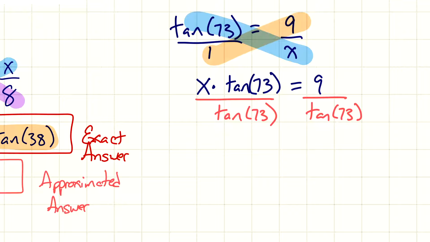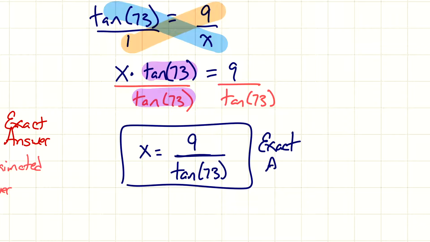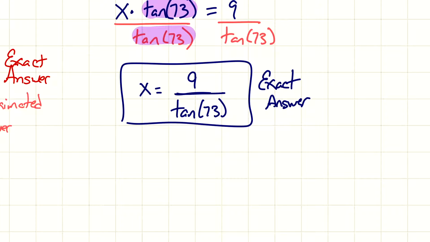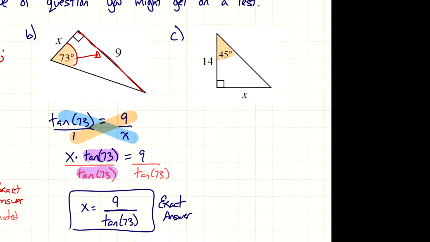All right, and when I do, you should notice these will reduce. They will equal 1, and I'm left with the answer of x equals 9 over tangent of 73. And that would be my exact answer. Which is fine. You don't have to do anything with it. I know some people don't like fractions as answers, but that's pretty much it. That's the extent of the work. If you type that into a calculator, you would have to do 9 divided by tangent of 73, and that would give you approximately 2.75. So this would be an approximated answer. So two possible answers depending on what the question is asking.